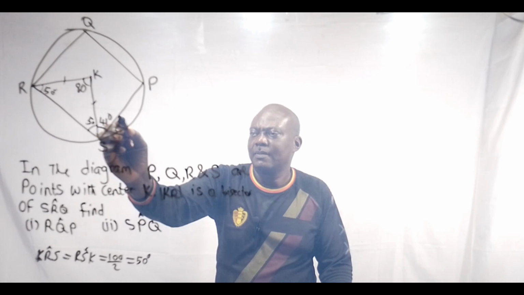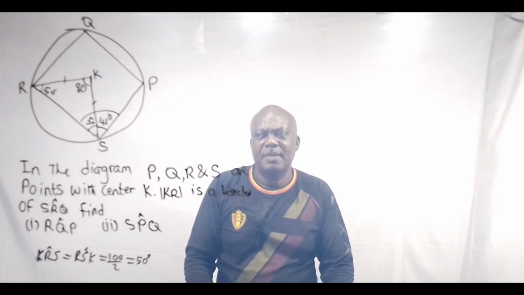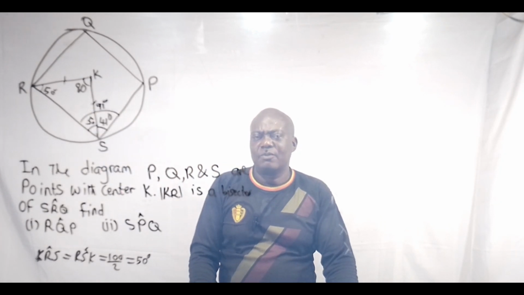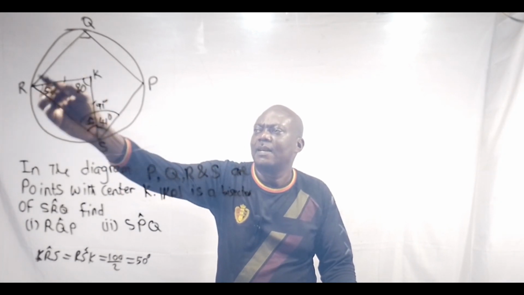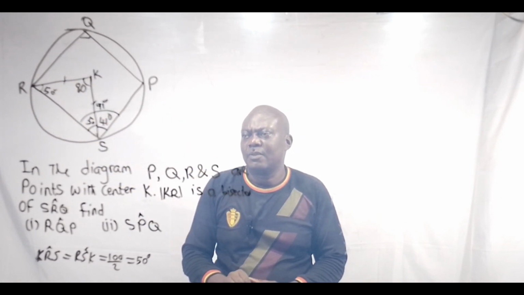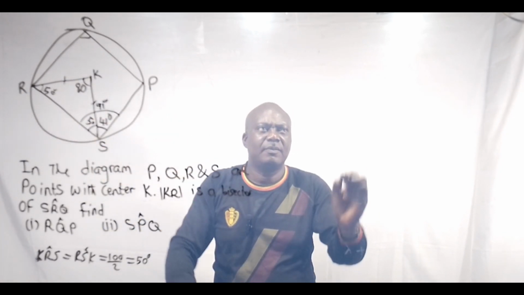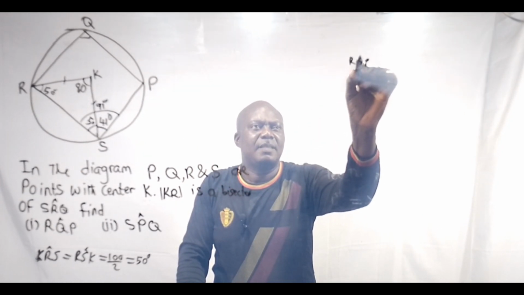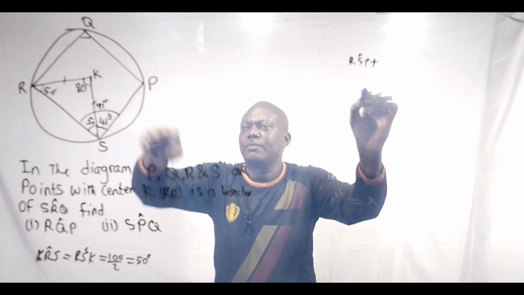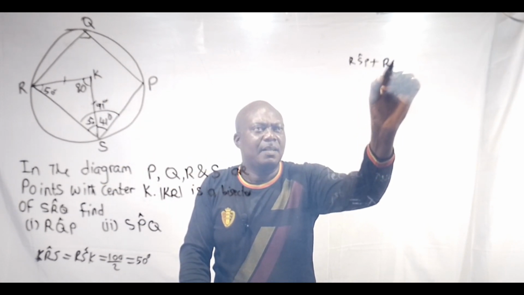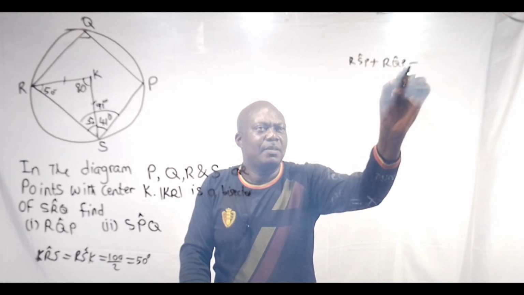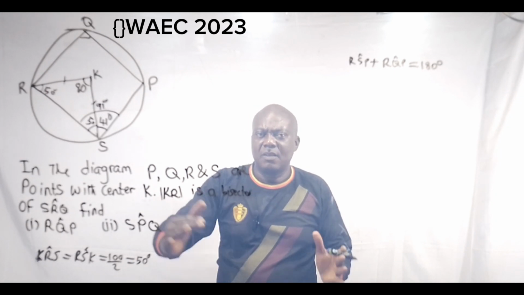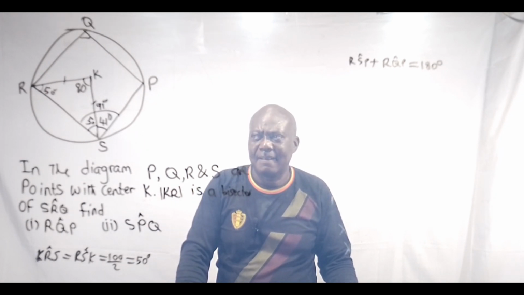So the angle from here to here will now be 91 degrees. So we can use it to find the value of RQP. As you can see, RSP plus RQP will be equal to 180 degrees. Reason: opposite angles of a cyclic quadrilateral.